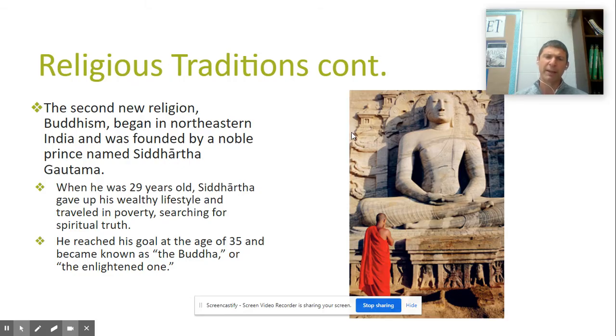And the other religion we're going to talk about here is Buddhism. Buddhism was founded by this guy named Siddhartha Gautama. He was this noble prince, and he gave it all up and lived a life of poverty, seeking spiritual truth. When you see these statues, I'm sure you've seen, with the long ears, that is supposed to be the Buddha. And there's also the laughing Buddha, which is different than that. But these statues are a reminder of what he attained at the age of 35. They said he reached enlightenment. And so that's why he is known as the Buddha, the enlightened one.